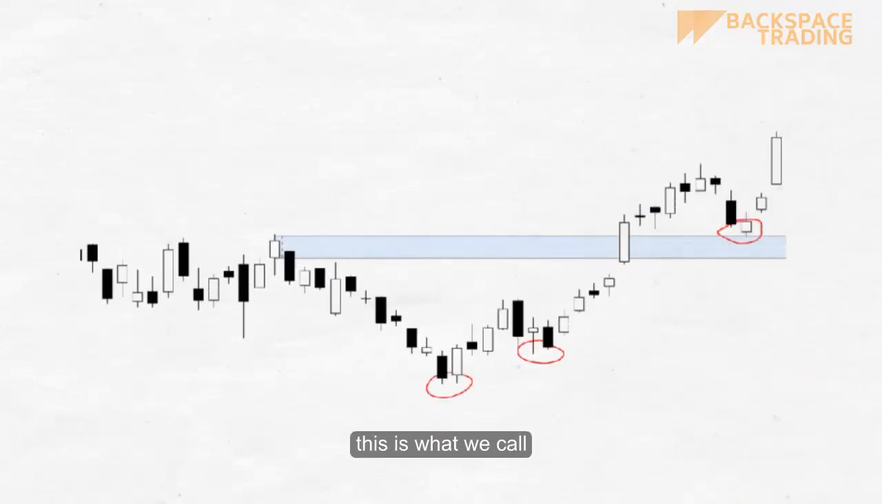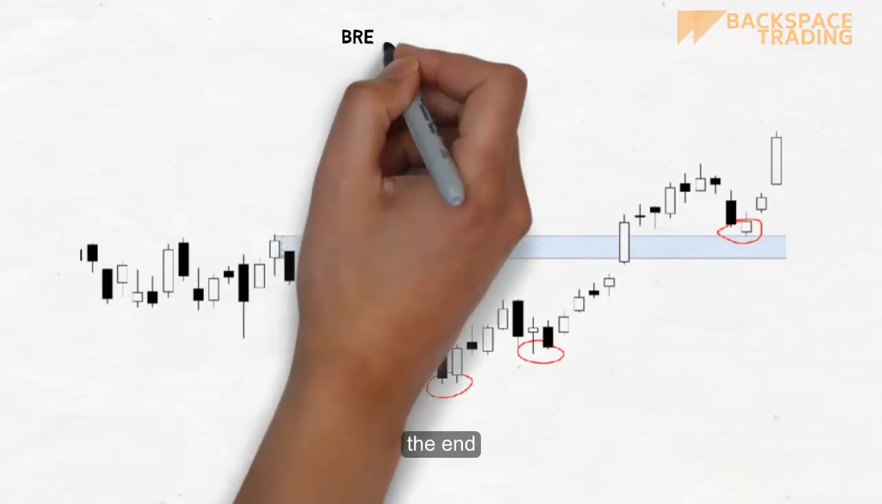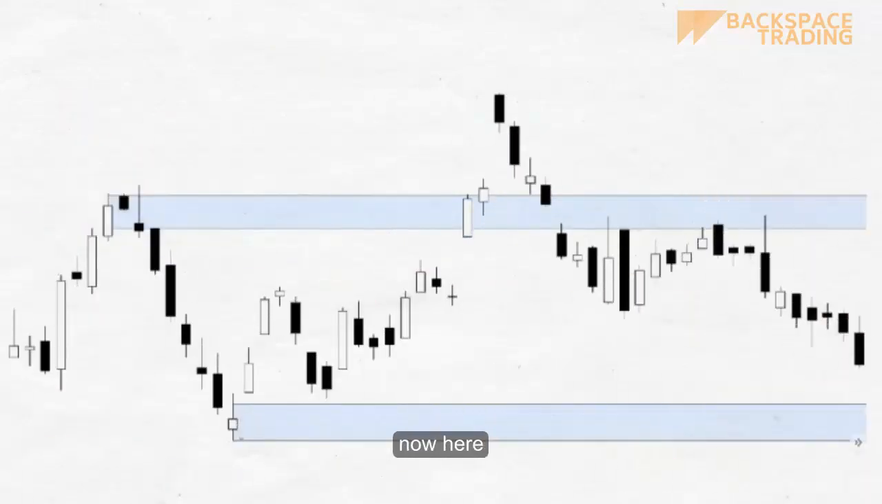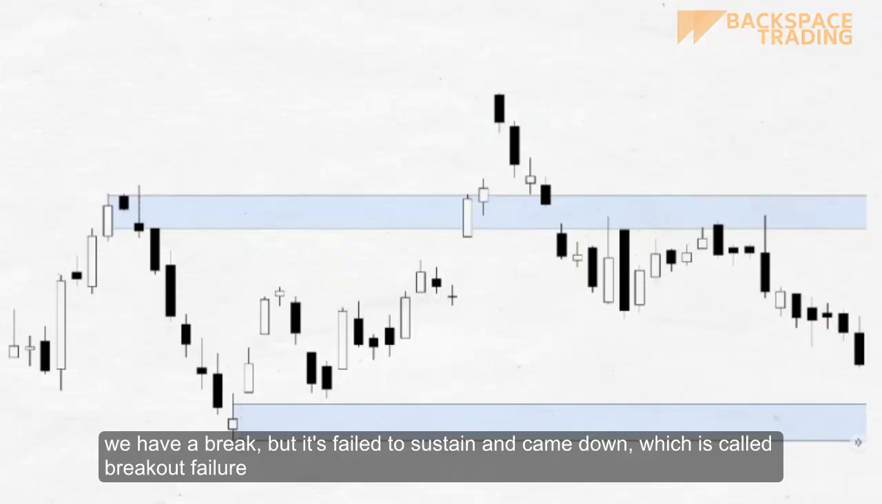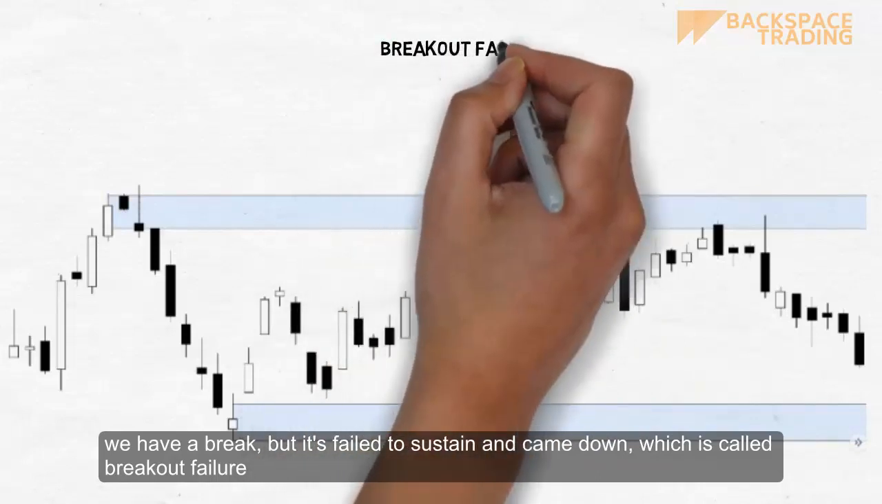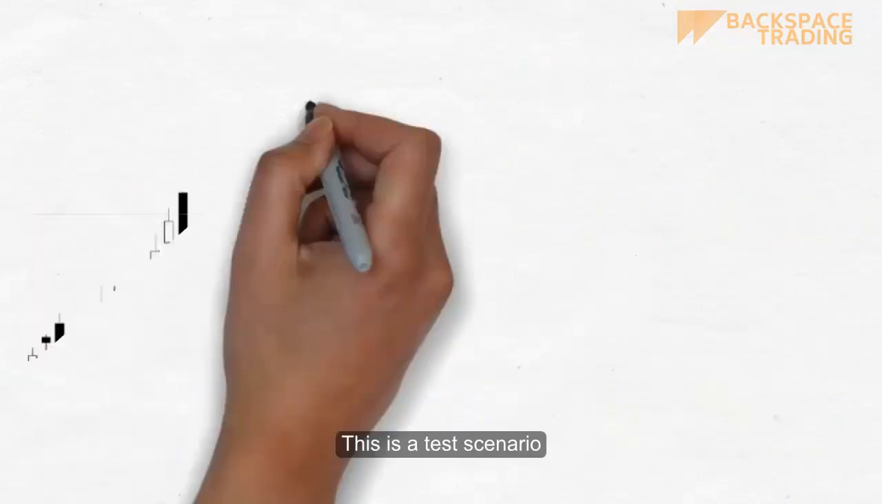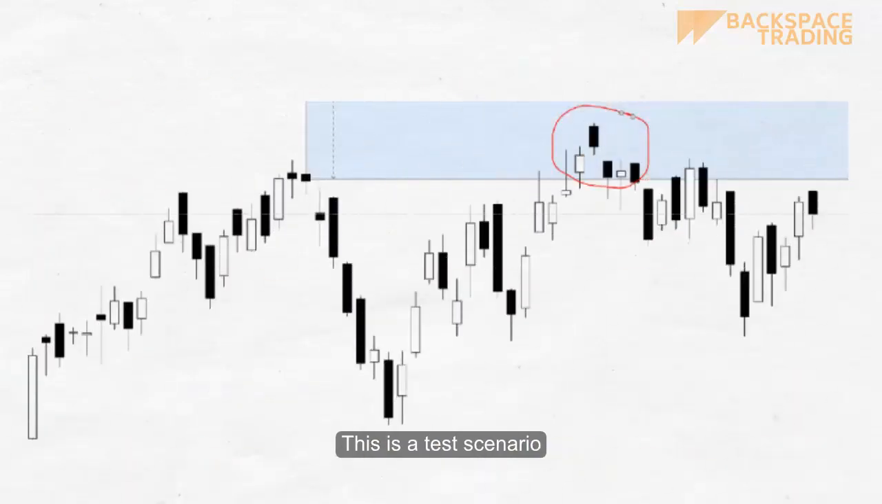This is what we call a trend, and it broke out and had a pullback. Now here we had a breakout, but it failed to sustain. It came down. See that? This is called breakout failure, my friend. Got it? Now we can see this chart where the resistance is getting tested and it is going a little bit down. Get it?